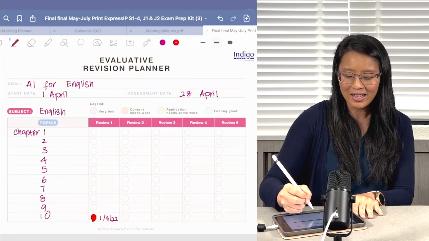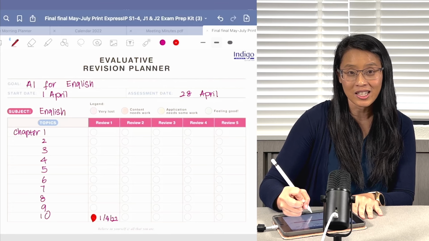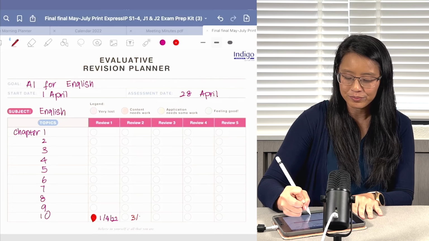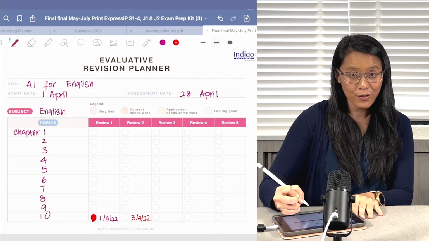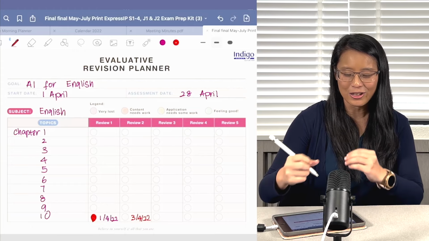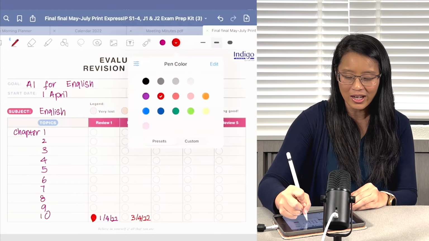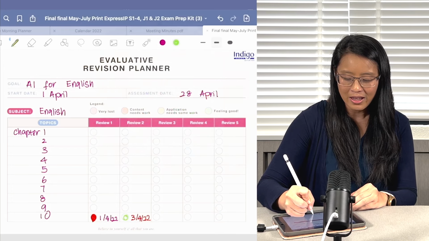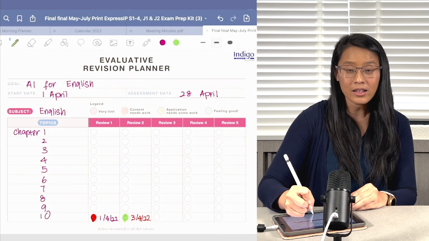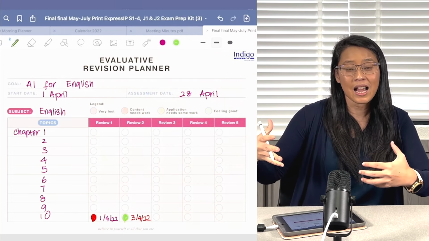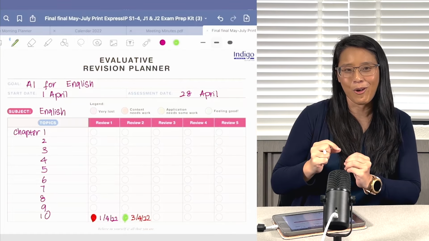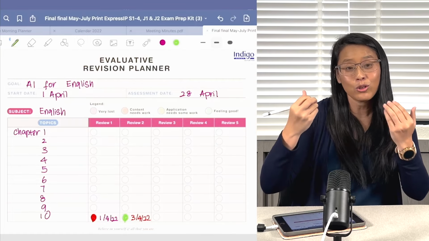And let's say you tried to review this again on the 3rd of April and you felt really good about it. You felt like you can move on, right? Then you can indicate with the green color, and that would mean that you don't have to waste time on this topic anymore. And we can move on to chapter 9.